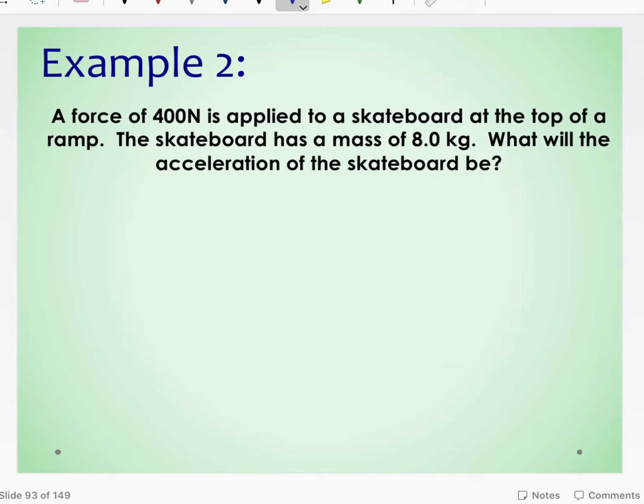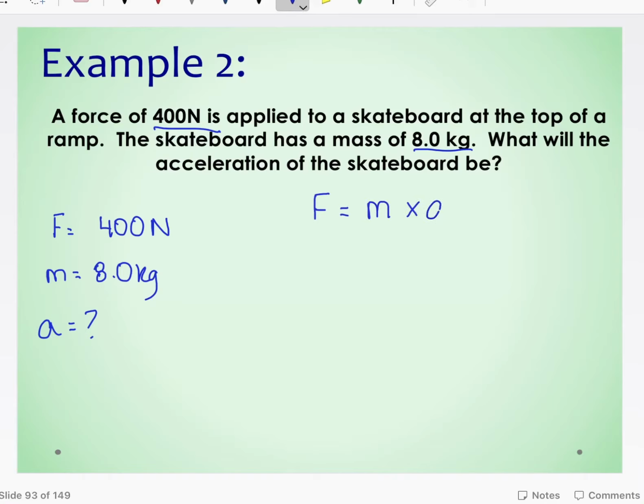Example 2. A force of 400 newtons is applied to a skateboard at the top of a ramp. The skateboard has a mass of 8 kilograms. What will be the acceleration? Force of 400 newtons, mass of 8 kilograms, and now we're solving for acceleration. I still have the same three variables, so I have the same formula. I plug in the information I know.